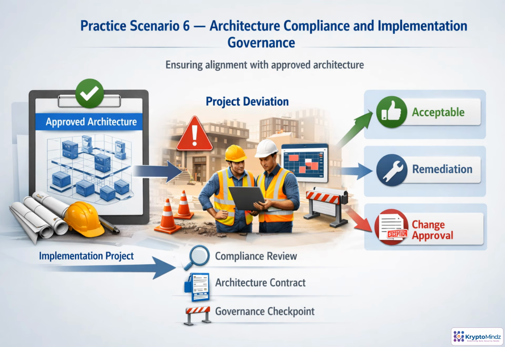If a project starts making design choices that differ from the approved architecture, the architect's job is not just to track progress. It is to assess compliance. Use an architecture compliance review, supported by architecture contracts and governance checkpoints, to compare implementation against requirements, standards, security, data, integration, and operational expectations. Then decide whether the deviation is acceptable, needs remediation, or requires a formal exception or change approval.